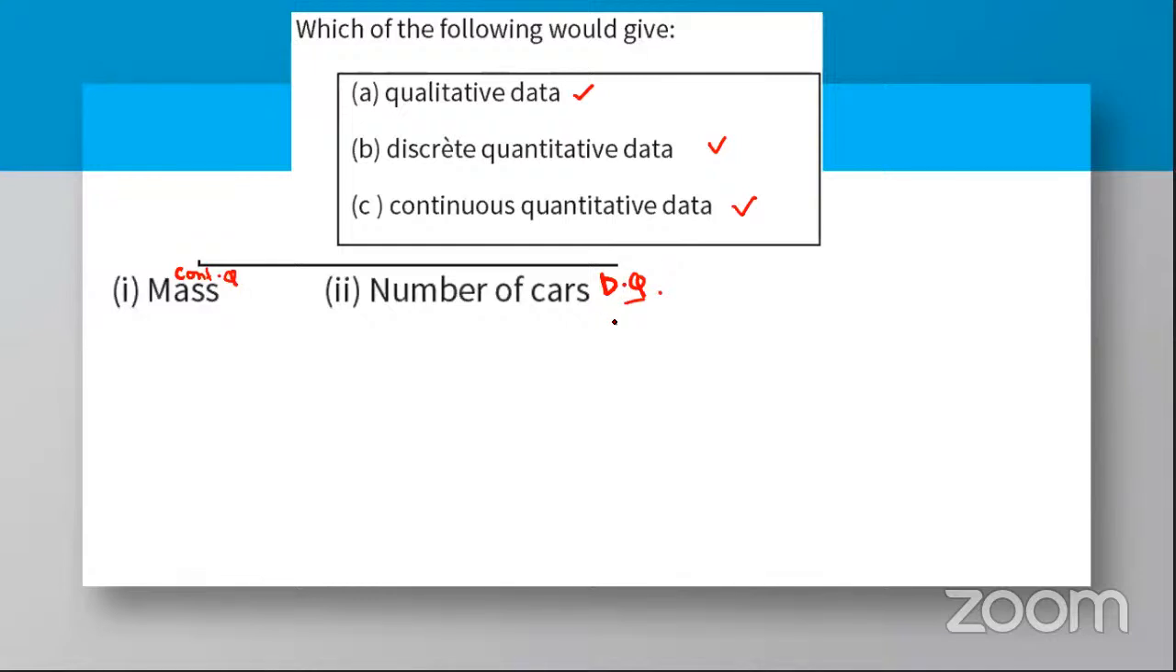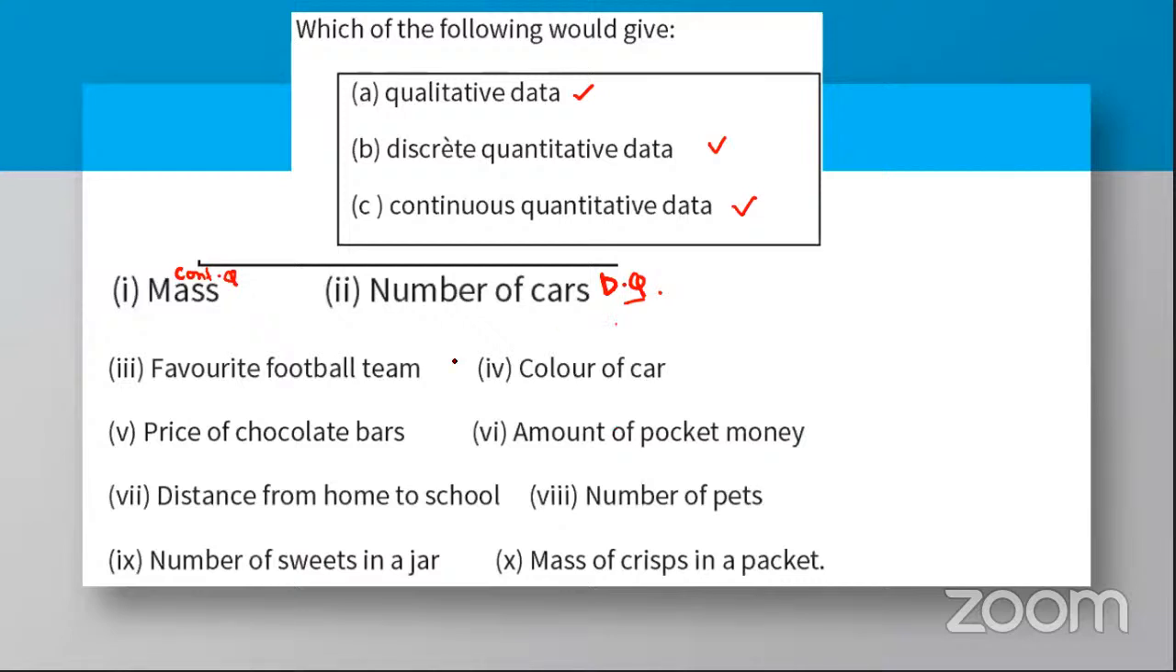Next, we are still identifying. When we talk about the favorite football teams, which type of data is that? Yes, Elijah? Qualitative data. This is it. Your favorite football team is qualitative data.